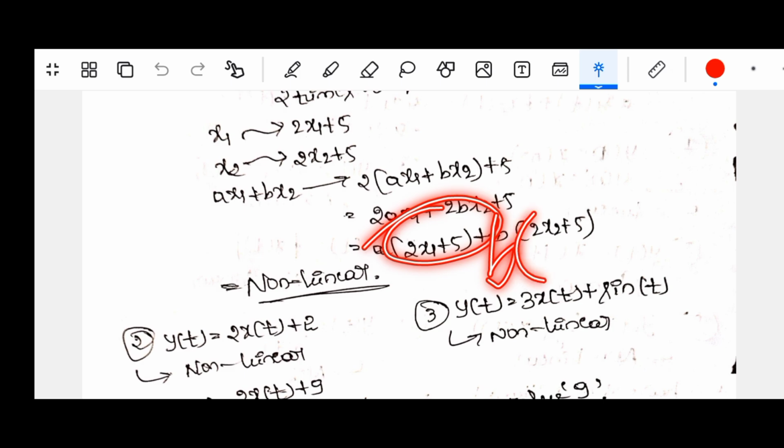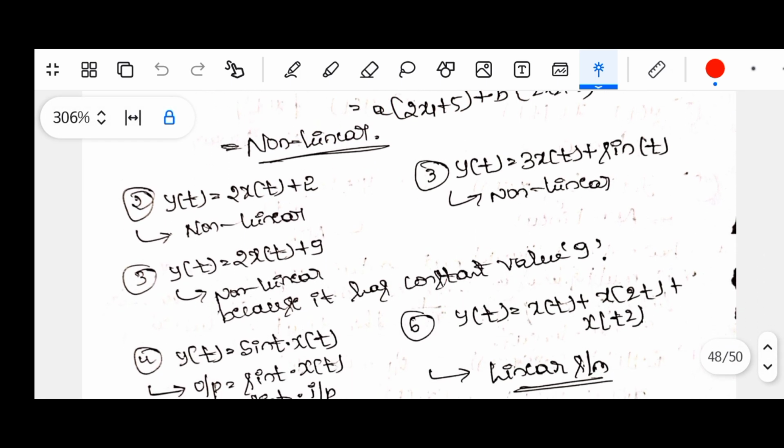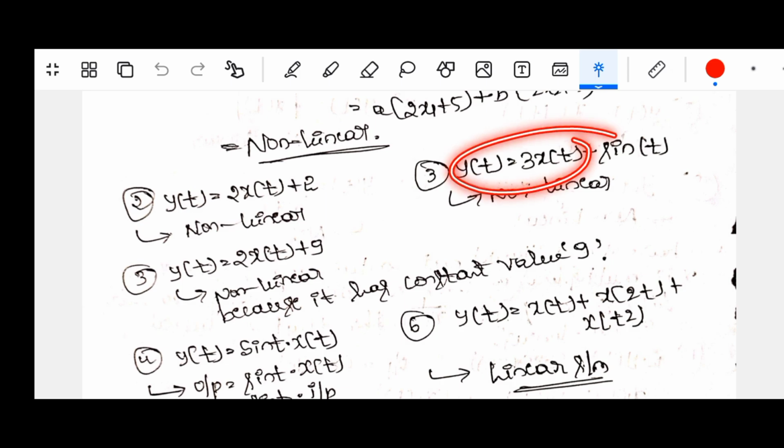Take b outside, 2 into x2 plus 5. It is a non-linear. Next, y(t) is equal to 2x(t) plus 2. It is a non-linear. y(t) is equal to 3 into x. Here the x is not multiplied with any other variables like cos, sine, logarithm. Therefore, it is a non-linear.